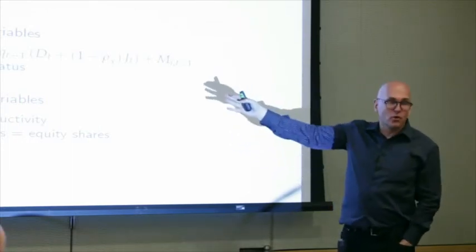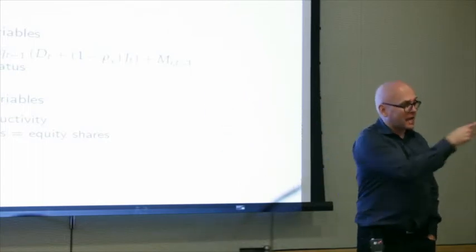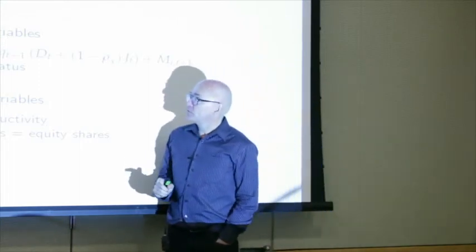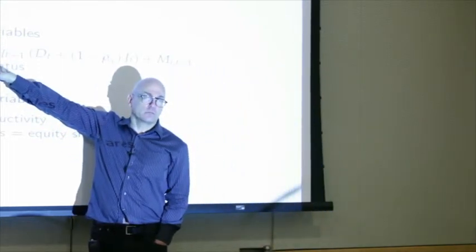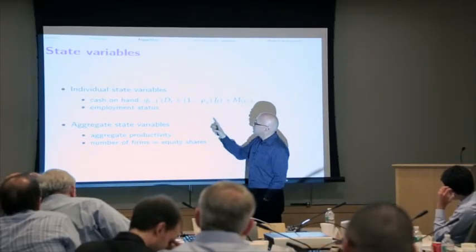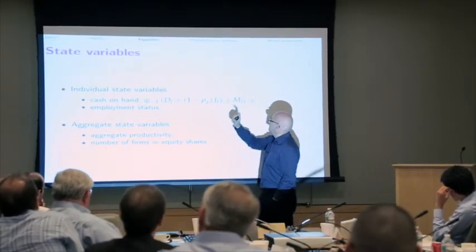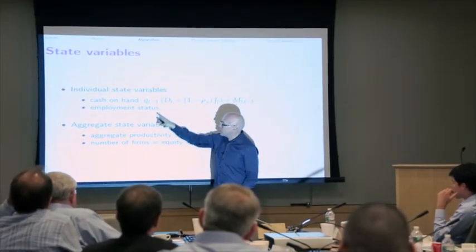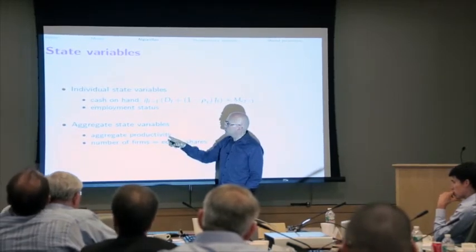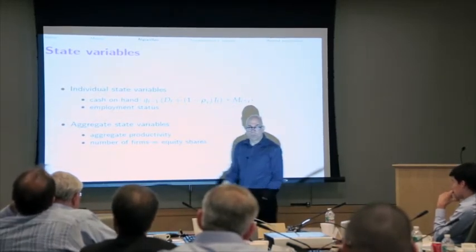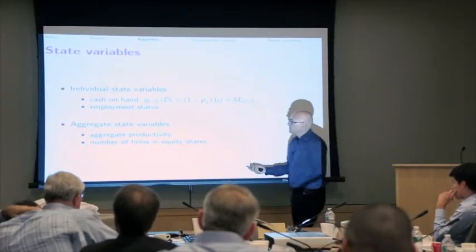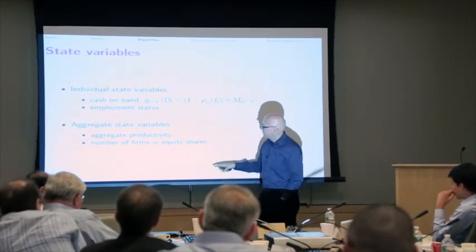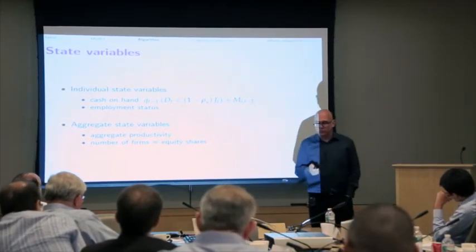Actually for this model, a first order approximation for the aggregate laws of motion works quite well. So the only state variables that we have for the individual are cash on hand, that is, the value of his equity shares and his nominal amount of money, and his employment status. The only aggregate state variables are aggregate productivity and the number of firms. And remember, the number of firms is equal to employment, is equal to the equity shares. So this n variable captures a whole bunch of things.